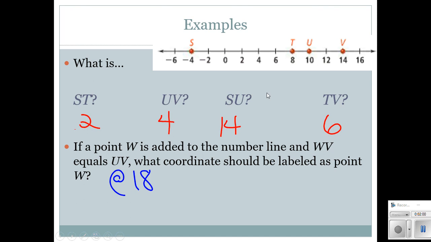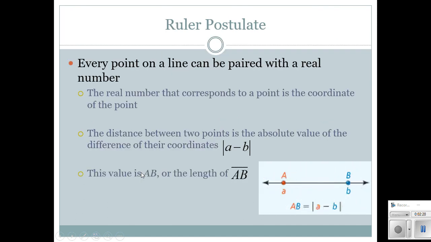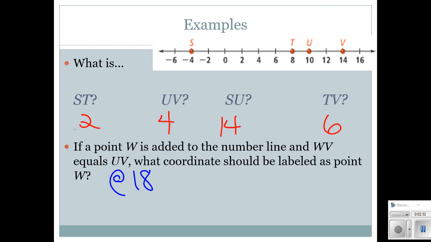So it checks out. S, U. So 2, 4, 6, 8, 10, 12, 14. Just count by 2s. 14 is the distance between S and U. And TV, which is 2, 4, 6, right? If I do the coordinate 8 minus 14, I get -6. Absolute value of -6 is 6. So that works. So this formula for the distance actually works for every distance, every point.